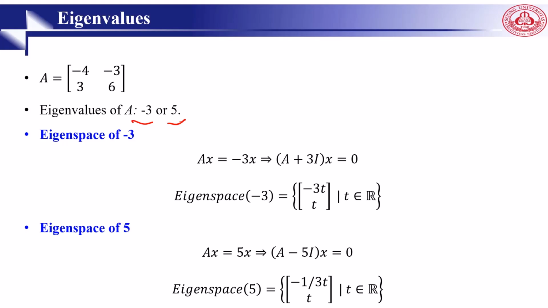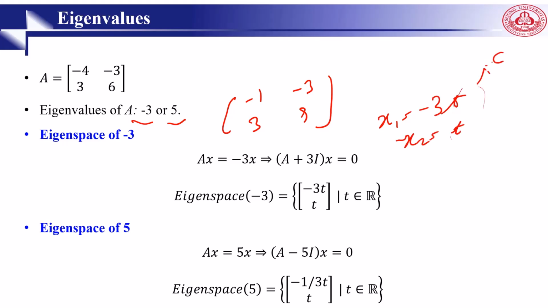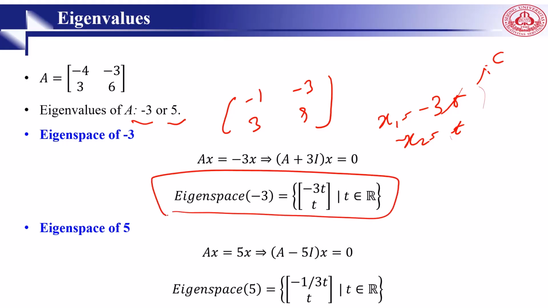In the case of minus 3, we reach the form of minus 1, minus 3, 3, and 9. We solve the corresponding system of linear equations, and we find that x1 is equal to minus 3t, which we found already, and x2 is equal to t, where t is any parameter, or you can say constant c. Therefore, the eigenspace corresponding to minus 3 is minus 3t and t, where t is a member of R. In the same way, we can do it for 5, and the eigenspace of 5 is minus 1 by 3t and t. This is the meaning of eigenspace.